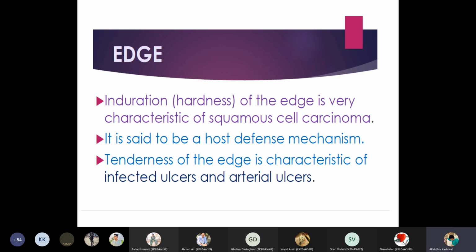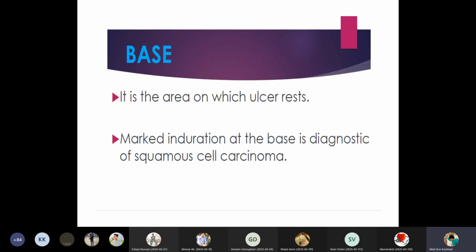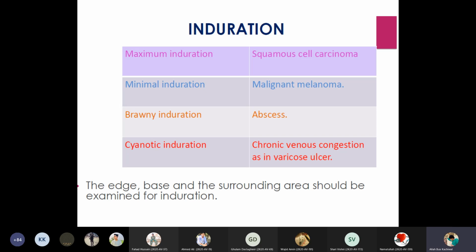The base is the area on which the ulcer rests. Marked induration at the base is diagnostic of squamous cell carcinoma, where the maximum induration is seen, minimal induration is seen in malignant melanoma, whereas brawny induration is seen in abscess, cyanotic induration is seen in chronic venous congestion as in varicose ulcers. The edge, base, and the surrounding area should be examined for induration.